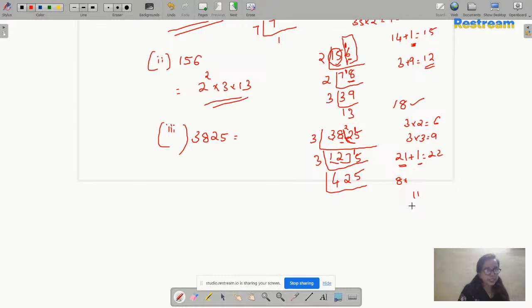Can you see 3 in the table of 11? No. So it is not divisible by 3. So you take what number? Ending number is 5. 5 goes on 42 8 times. 8 5s are 40, right? Okay. Now 8 5s are 40.